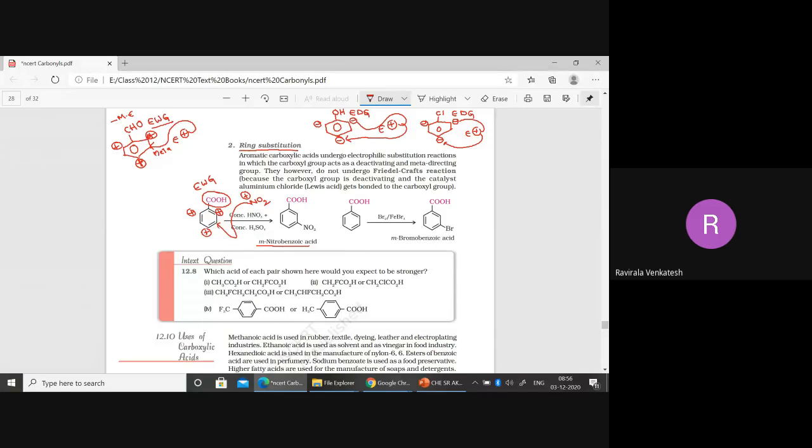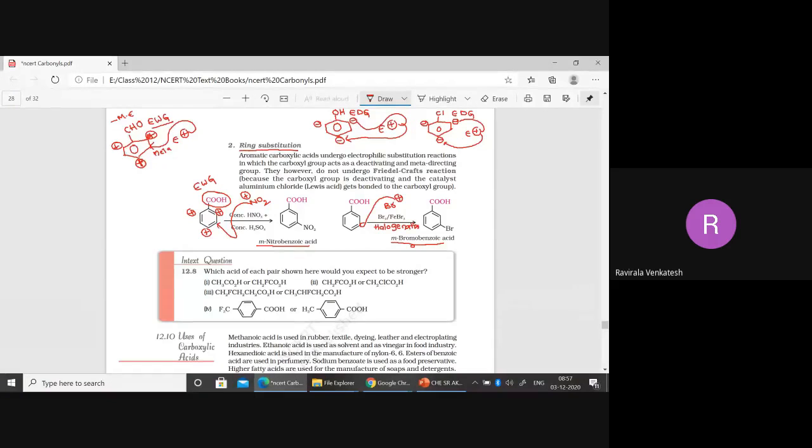Now, when you go for halogenation reaction, the previous one is called nitration. This is called halogenation, addition of halogen. Addition of nitro group is nitration. Here also the same thing: the bromine is the electrophile and attacks again on the meta position. You are going to get meta-bromobenzoic acid.